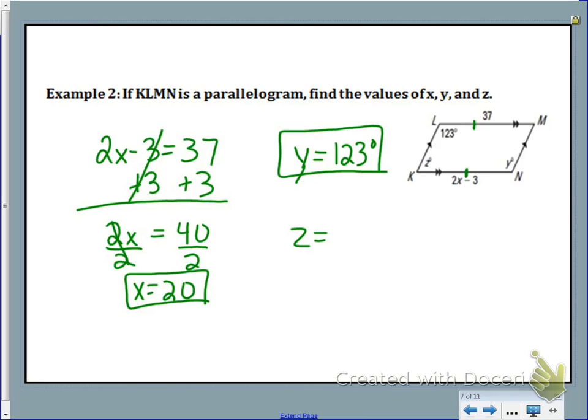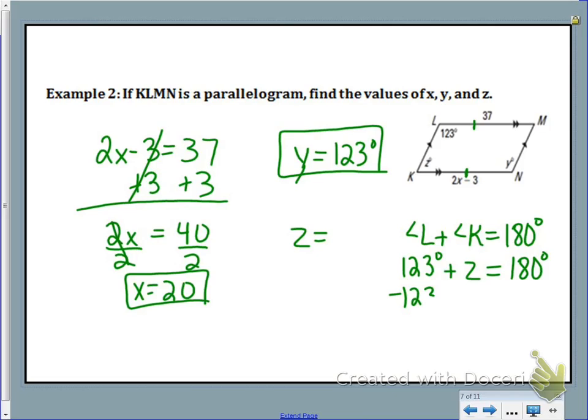Well, I can't just look at the angle opposite of z because that would be angle M, and we don't know anything about that. But what we do know is that the consecutive angles, or the angles next to one another, are supplementary. So essentially, angle L plus angle K will make 180 degrees. That's the definition of supplementary, as a reminder. So if we know angle L is 123 degrees, and angle Z is equivalent to K, then we can use this equation to find angle K, or the measure of Z. So by subtracting 123, we're going to find that Z is really the same as 57 degrees.